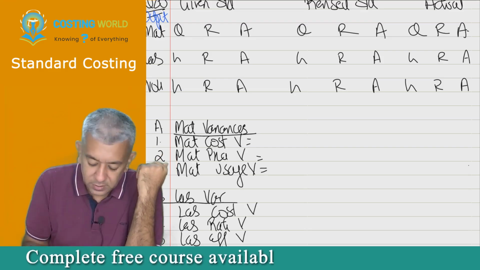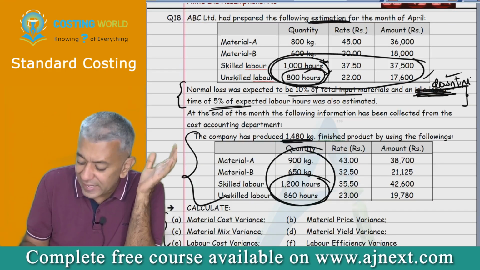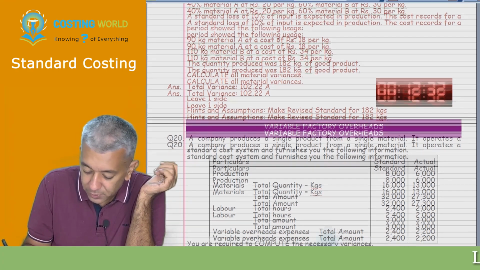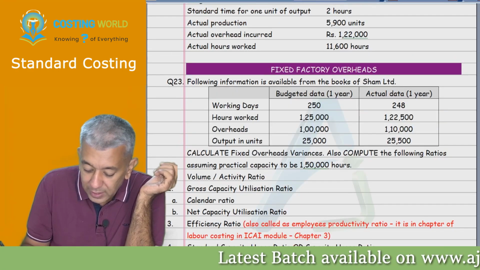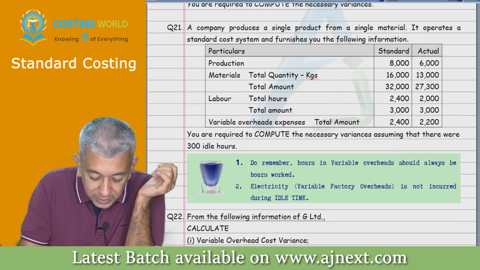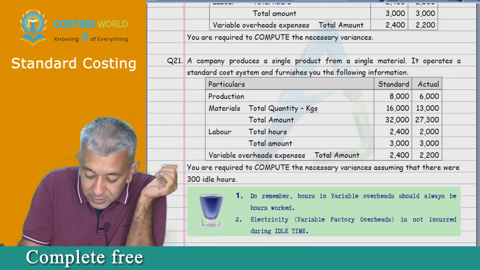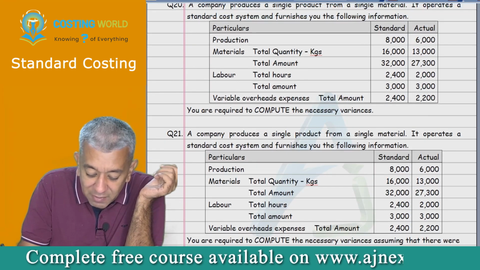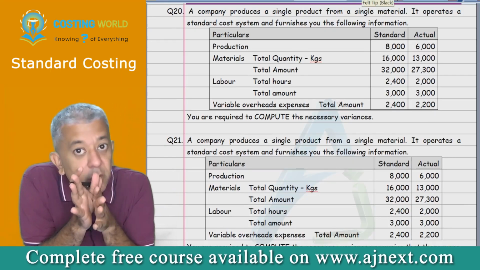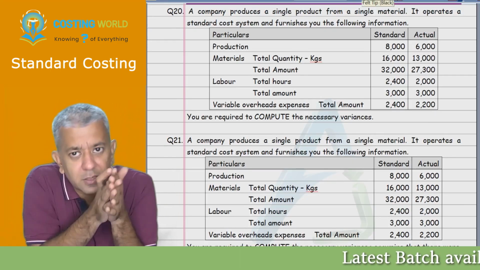Let's start. Listen. Now, this is a slightly easier part that we are all doing now. Question number 20 and 21 are more or less on the same lines. Let's start with question number 20, please. It will have material and labor, which you are going to do. I'm going to do the new part, that is variable overheads.